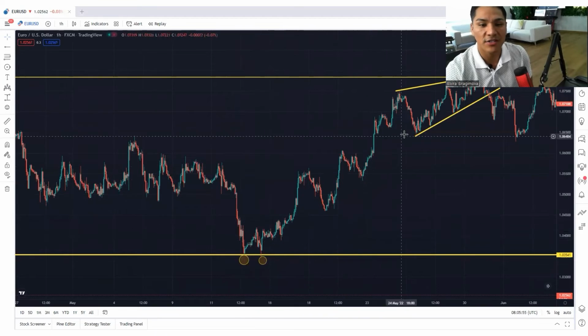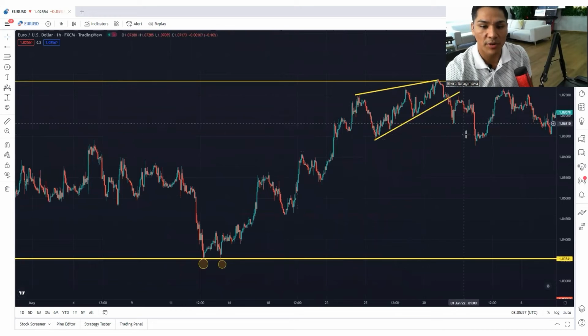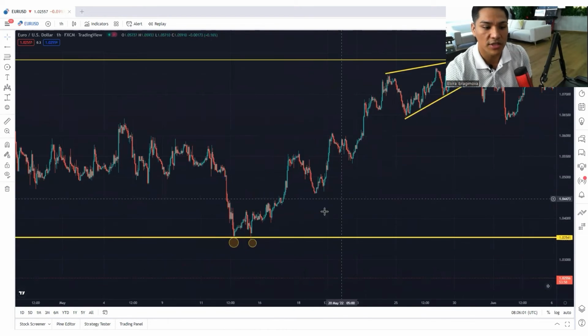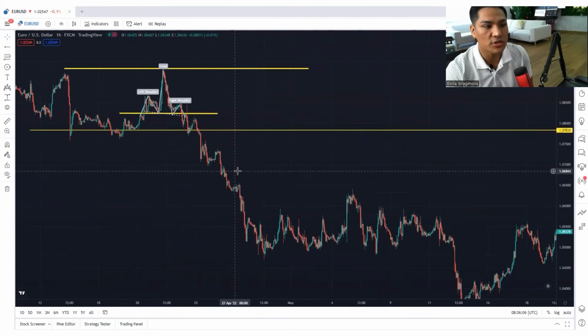And since the market buys or sells, it goes up or down, you can find these on either side. So you can find the wedge that goes up and breaks down, and you can find it the other way around. You can find that it's breaking down and then it breaks upward. Same thing with the double bottom. You can find a double top. Another very common one is a triple top or a head and shoulders.